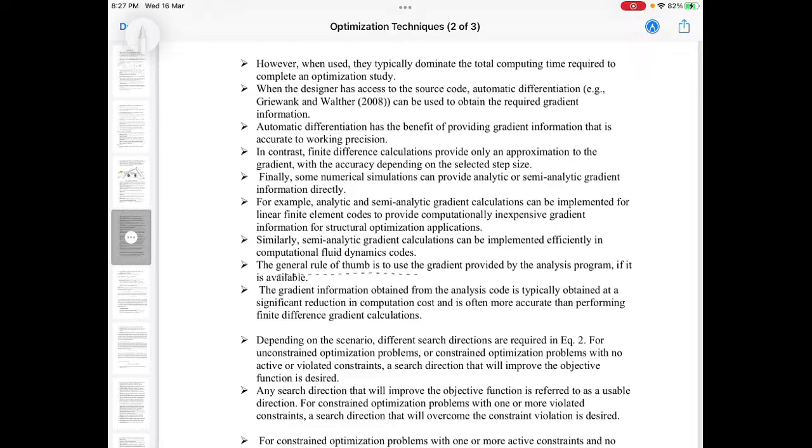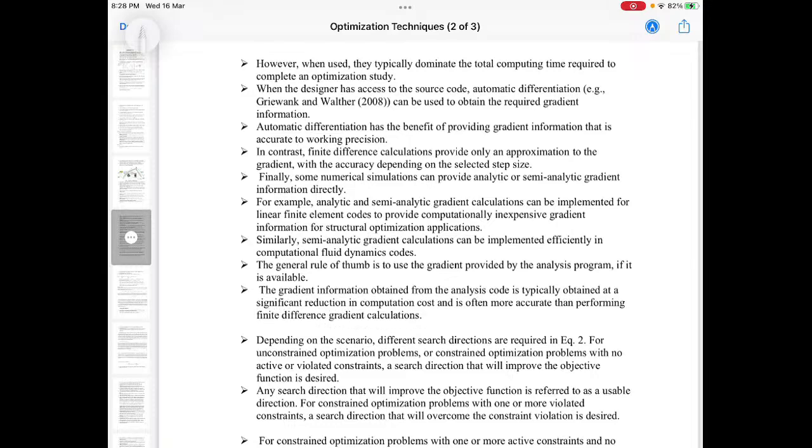The general rule of thumb is to use the gradient provided by the analysis program if it is available. So what is the thumb rule here? It is to use the gradient provided by the analysis program. The analysis program will find the gradient, and from the gradient information, it is possible to perform the calculation. The gradient information obtained from the analysis code is typically obtained at a significant reduction in computation cost and is often more accurate than performing the finite difference gradient calculations.